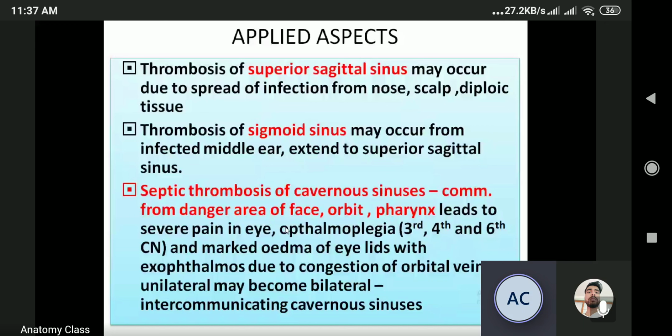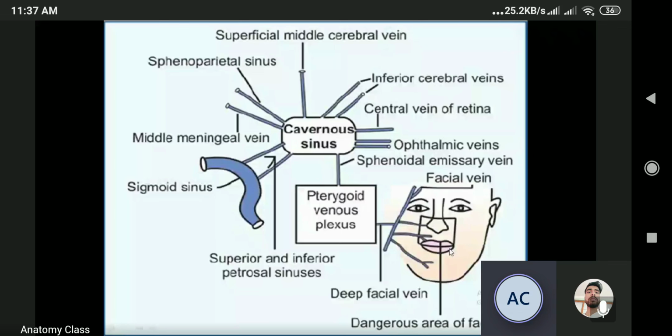So what actually is this danger area of the face? This is the area where we put in marks, okay, the dangerous area of the face. From here, the pterygoid venous plexus, which drains this area of the face, is directly related with the cavernous sinus. So infection or any lesion here from the danger area of the face may directly spread the infection into the cavernous sinus, which is a very, very serious condition. Okay, that's why this particular area of the face is considered the dangerous area of the face, as it is directly related with the cavernous sinus.